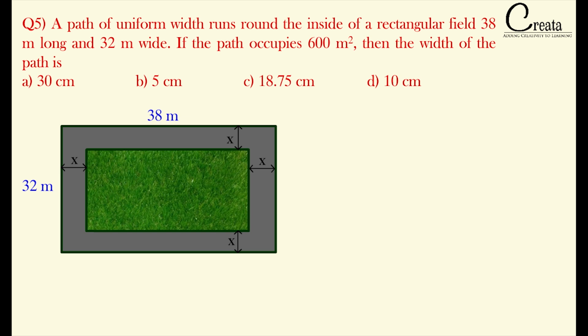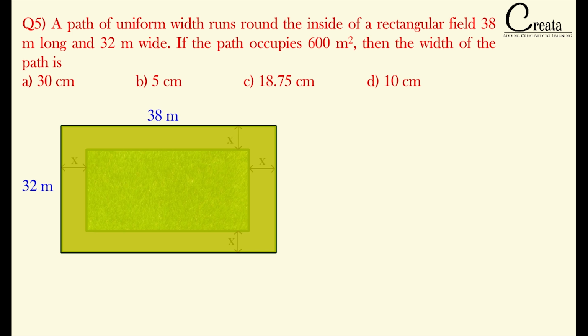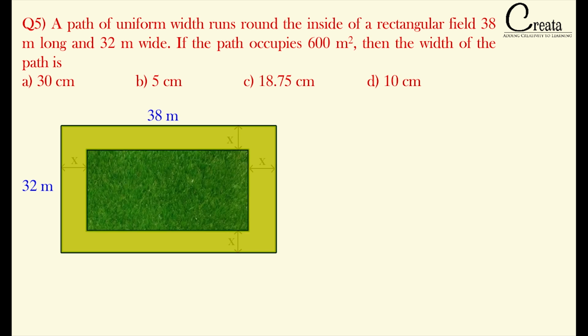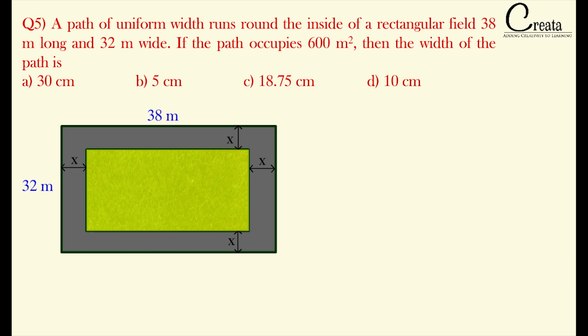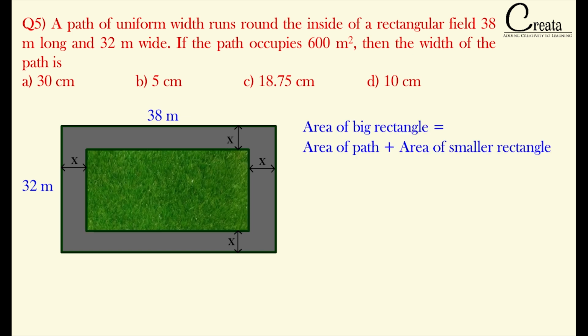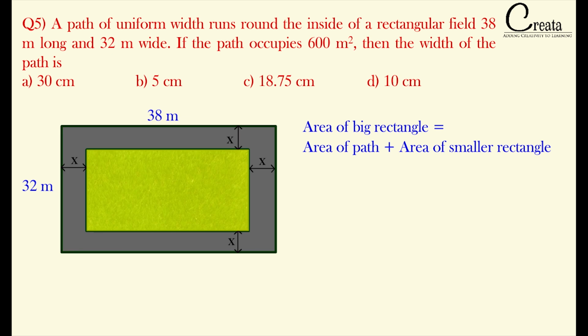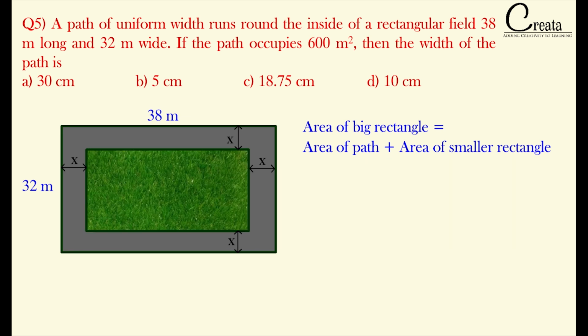Further, can we say the area of this complete rectangle, that is the big rectangle, is equal to the area of this uniform path and this smaller rectangle? Okay, we can say this big rectangle is composed of this uniform path and this rectangle. We can say so. And the dimension of this big rectangle is given as 38 meter and 32 meter.